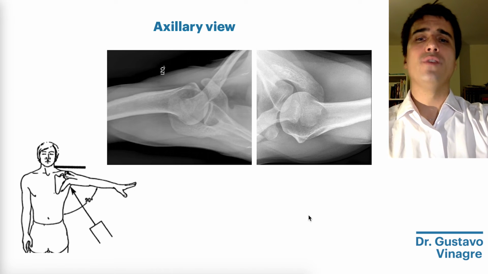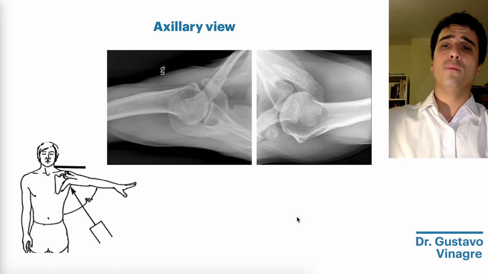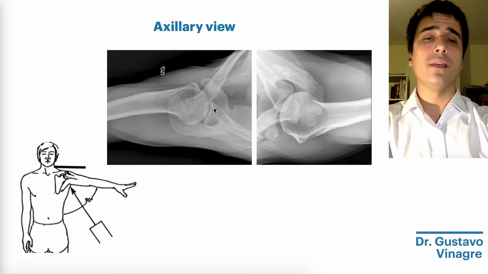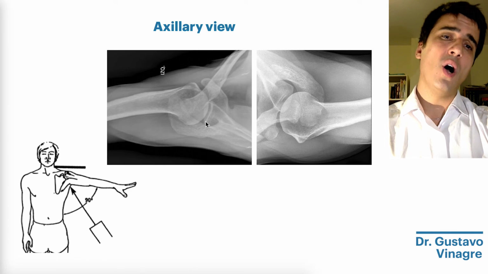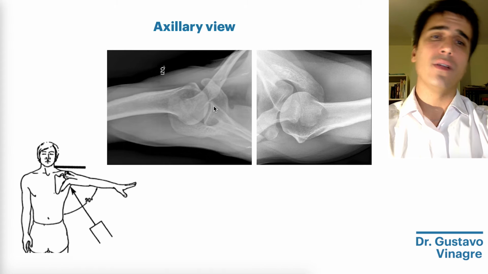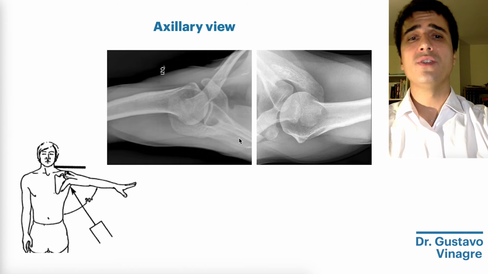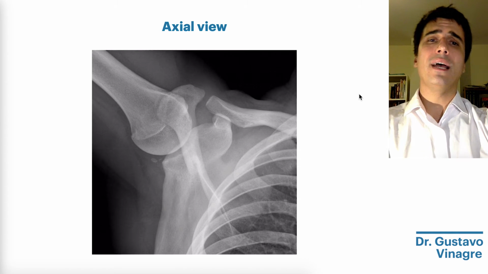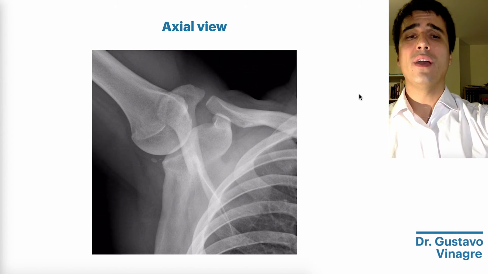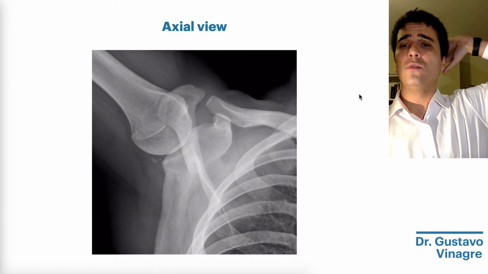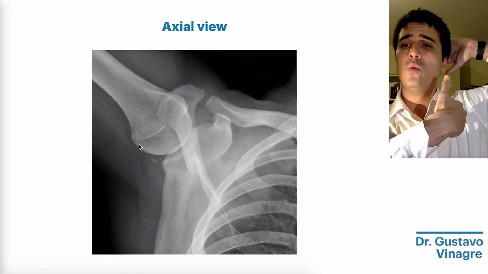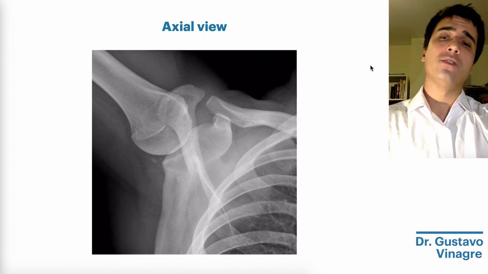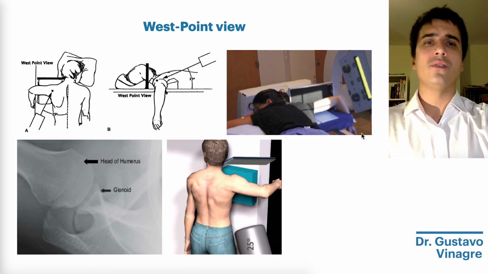For the axillary view, you have to ask the patient to abduct his arm to 90 degrees, and you take the x-ray through the axilla. So you see all the glenoid, and you can view some Bankart lesions, anterior Bankart or posterior Bankart. It's very useful. And the axial view, you have to ask the patient to externally rotate his shoulder, and you take a frontal view, so you can see the back of the humeral head. So it's very useful for the Hill-Sachs lesion.